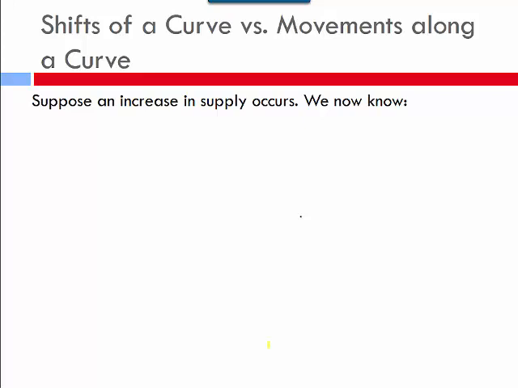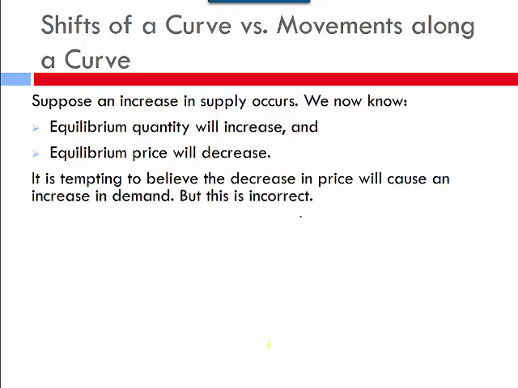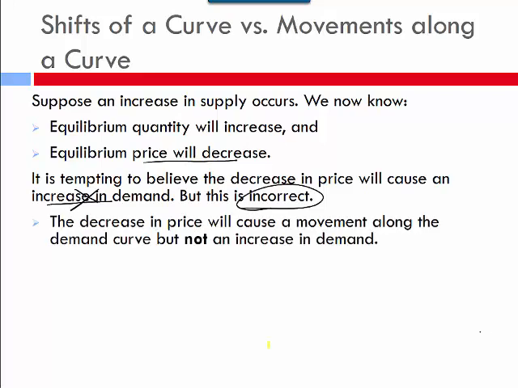Suppose, so again, the movement along the curve, and sometimes this is kind of a common error here. So suppose we see an increase in supply. We know that the quantity is going to increase, the price is going to decrease. It's tempting to say that, okay, well, if the price decreases, that will increase demand. A lot of people say that. If the price goes down, that will increase the demand. That is incorrect, okay? Why? Because a change in price doesn't increase demand. A change in price changes the quantity demanded. It's a movement along that curve.